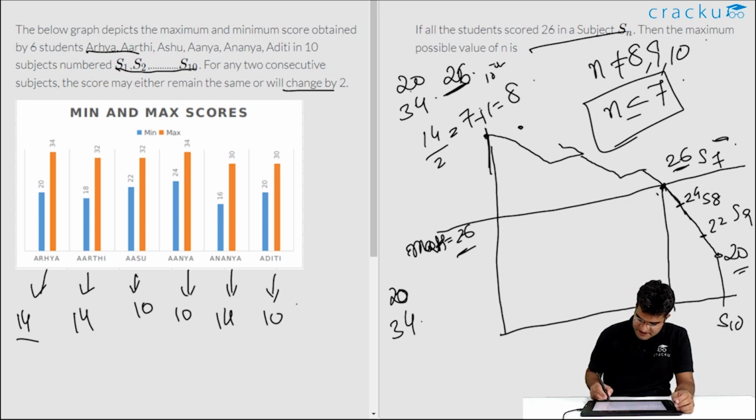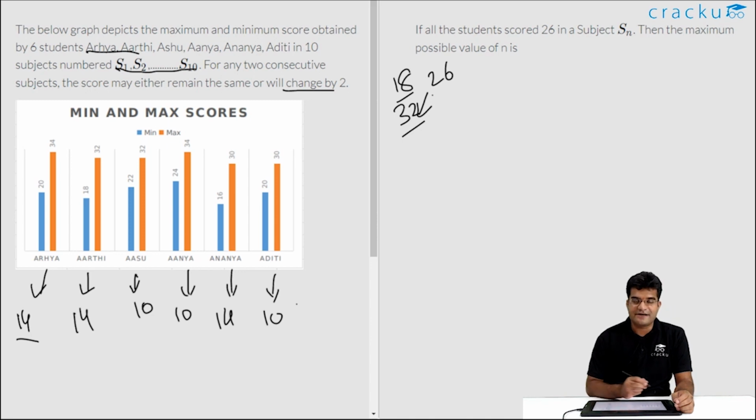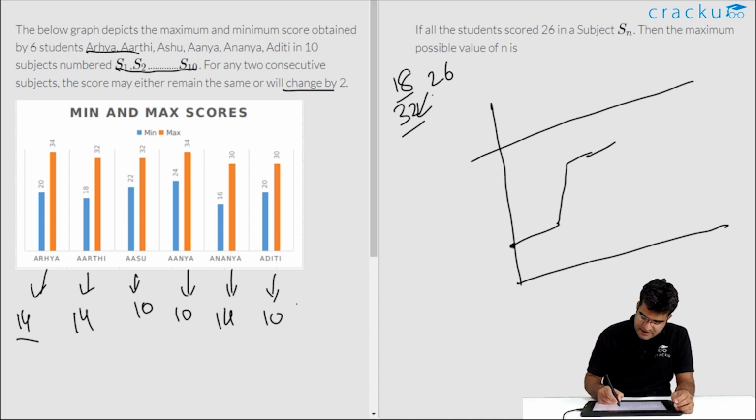Now if you are looking at the next one, which is Arti, she scored a minimum of 18 and a maximum of 32. Here 26 is closer to the maximum, so her graph will be upward trending. Now if you are looking at it this way, she starts off with somewhere around 18, flat, goes up somewhere, and finally she will intersect this S of 26 and S of n, and the maximum is reached when S of 10 is equal to 32. Now this is S of 10, S of 9 can be 30, S of 8 can be 28, and S of 7 can be 26.